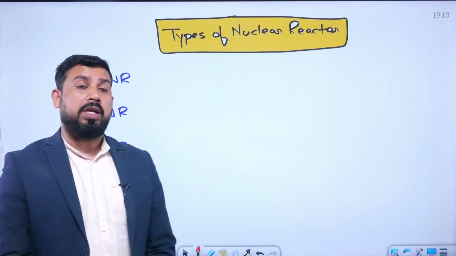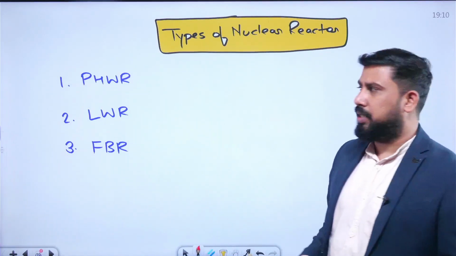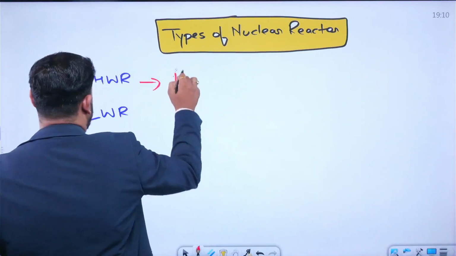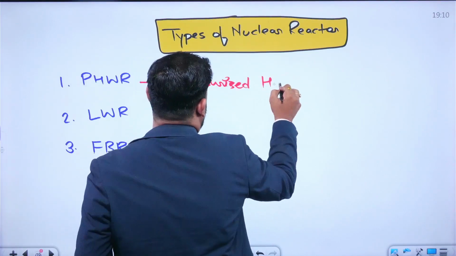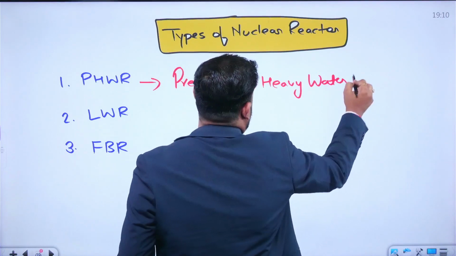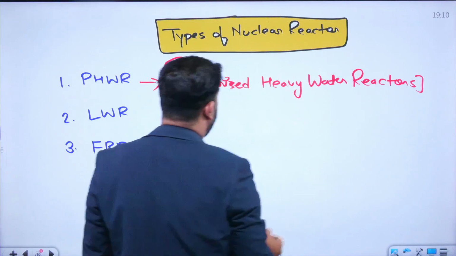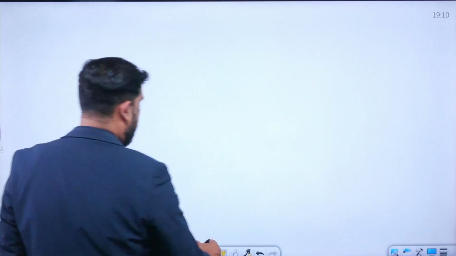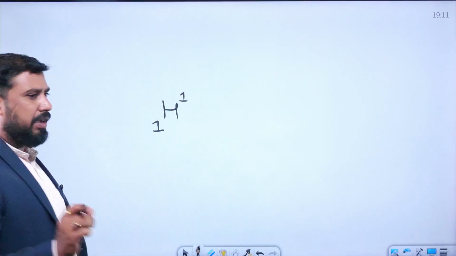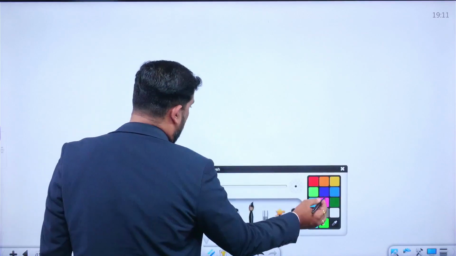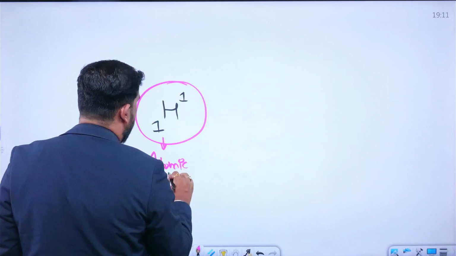Moving forward, what are the different kinds of reactors we can use, and what are their different shares globally? First, PHWR, this is the pressurized heavy water reactor, in which heavy water is used. If you are confused by the term heavy water, what is heavy water? As you know, hydrogen has one electron and one proton. It doesn't have any neutron. That's why hydrogen is the only atom in the periodic table whose atomic number and mass number are the same.